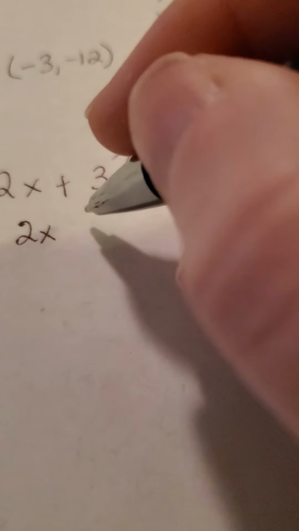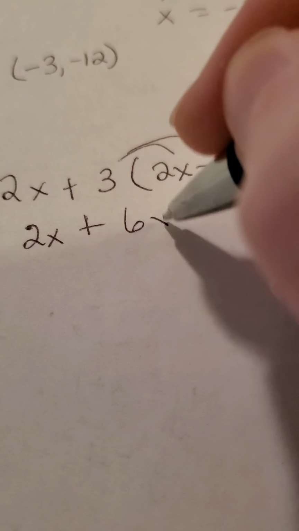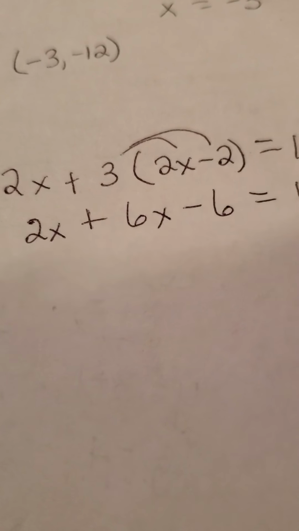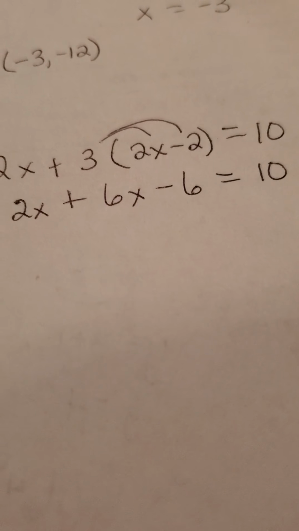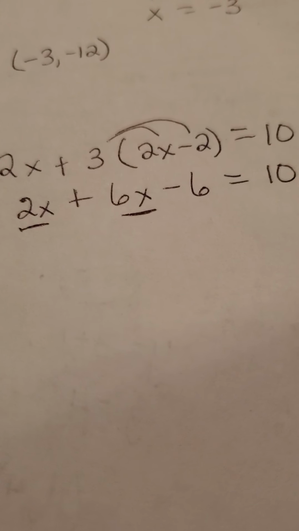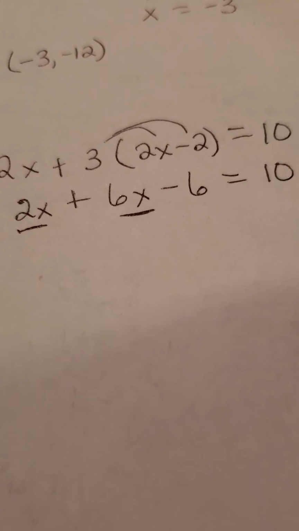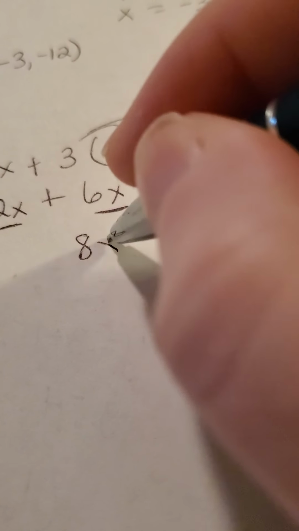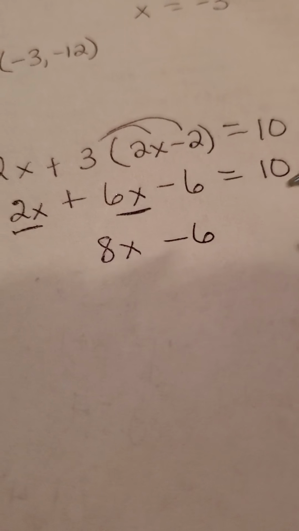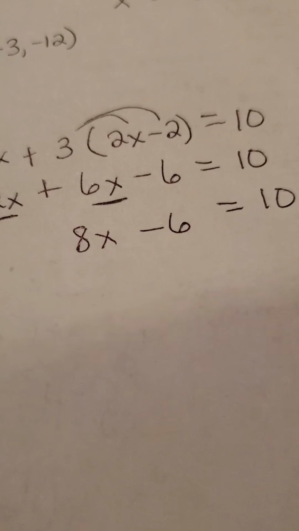So that 2x is going to stay out there. And I got 3 times 2x is a 6x. And 3 times a negative 2 is a negative 6. That all equals 10. Now I'm going to combine my like terms. I got a 2x and a 6x on the same side of the equals that can get combined. So 2x plus 6x is an 8x. That minus 6 doesn't combine with anything, so that's still on that side, and that equals 10.